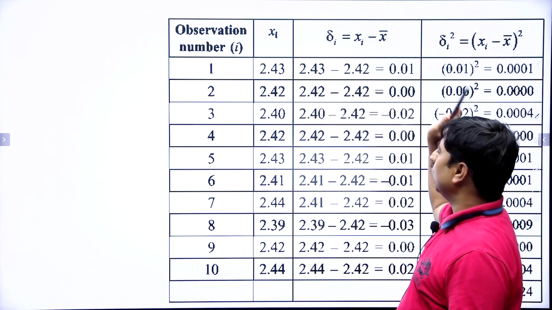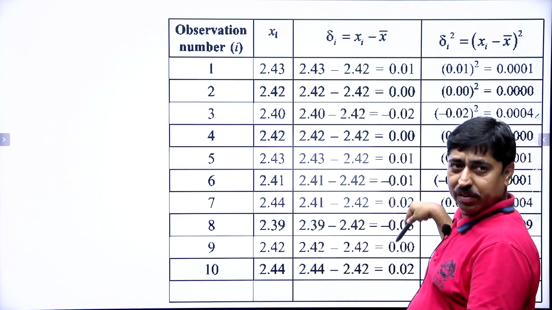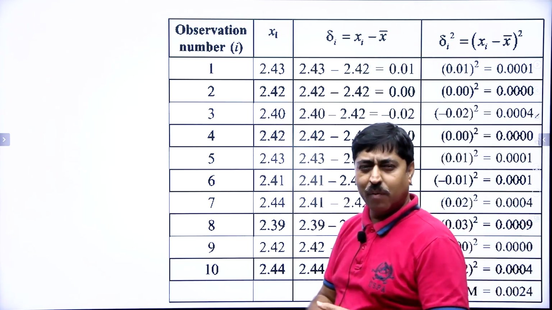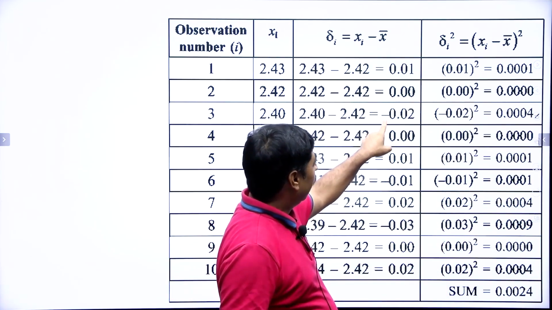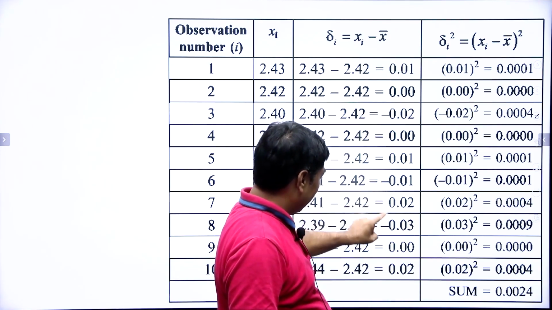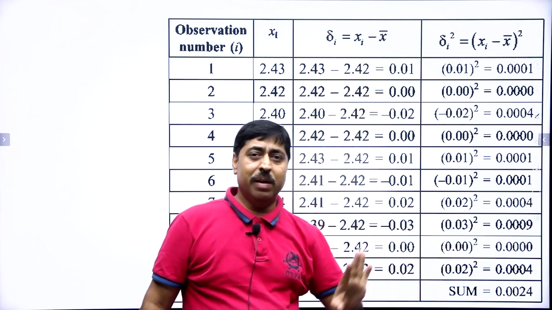2.43 minus 2.42 is 0.01. So, this is the mean deviation, right? I have not taken the mod this time. I have included them with sign. This is minus, this is minus, this is minus. Okay. So, this is the mean deviation.